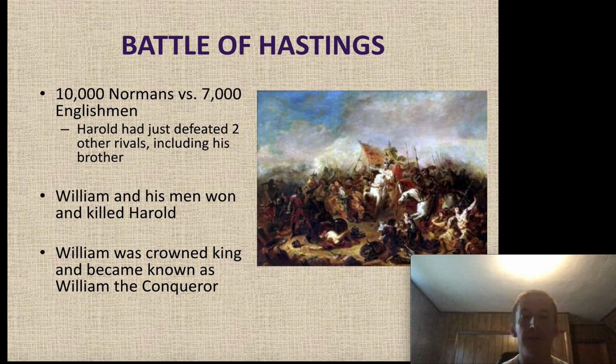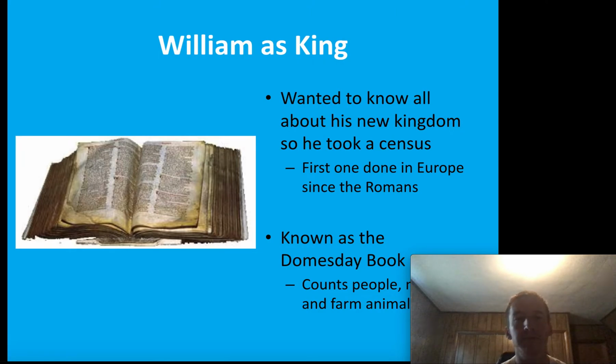So now William is the King of England, and he's the head of Normandy as well. So William wants to know all about his new kingdom, so he takes a census. William had never even been to England before this, so he needs to learn a little bit about this new territory that he's now the king of. This would be the first census done in Europe since the Romans. It's known as the Domesday Book.